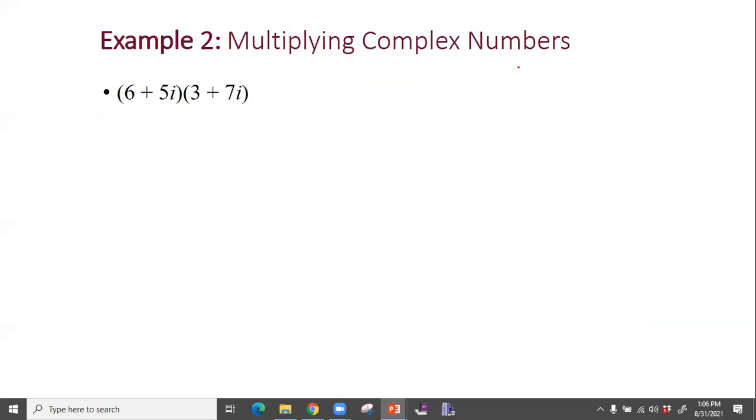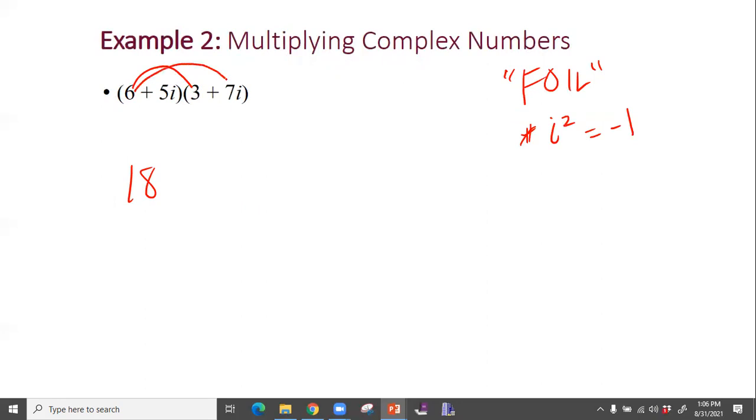When you're multiplying, you're going to use the FOIL method. But the key thing to remember is that when you have i squared, it equals negative 1. Okay, so we're going to do FOIL. So we have first two terms together. That gives us 6 times 3 is 18. We're going to do our outside terms.